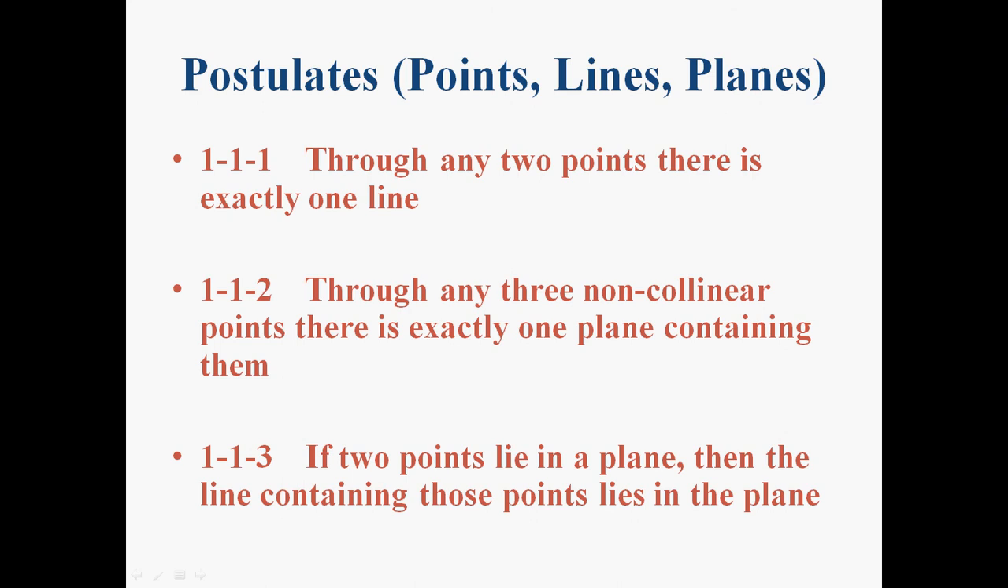Postulate 1-1-2 says that through any three non-collinear points, there is exactly one plane containing them. Another way to think of it would be, if I have a line, I have two points on that line, and then I have another point that's not on the line. Through all of those, I could put them on a sheet of paper. They would be contained by one plane.